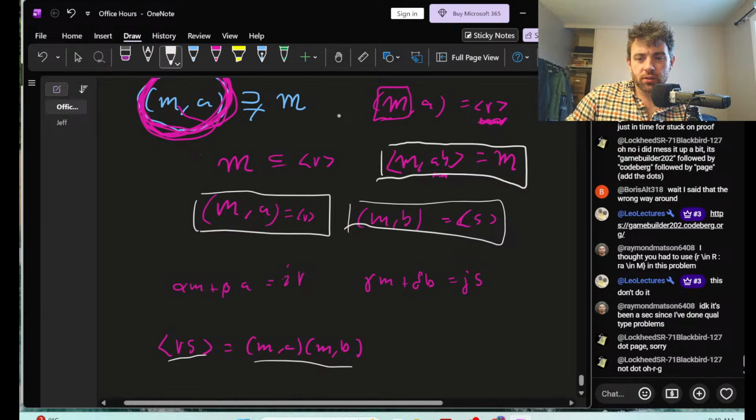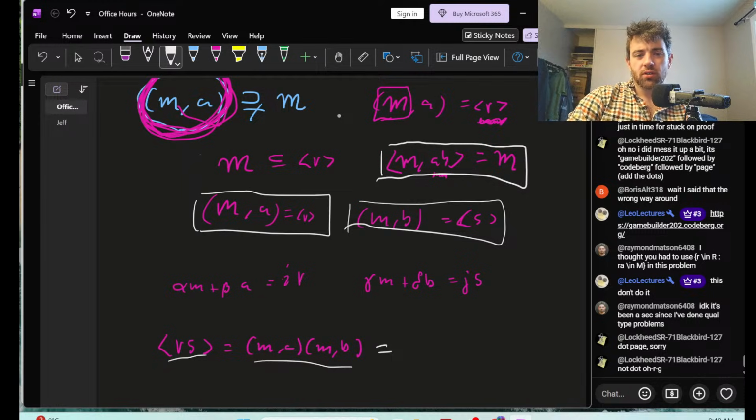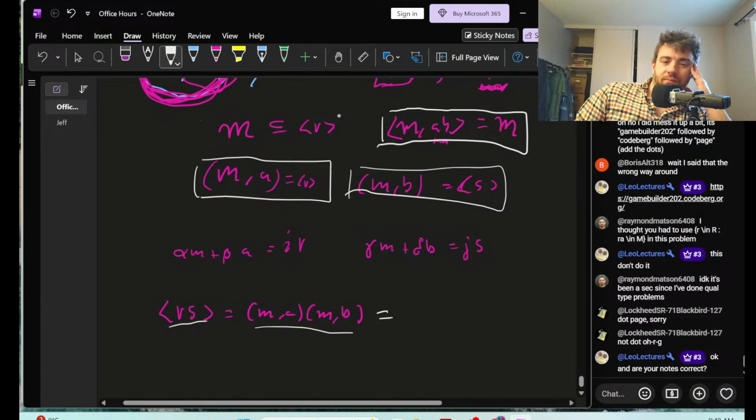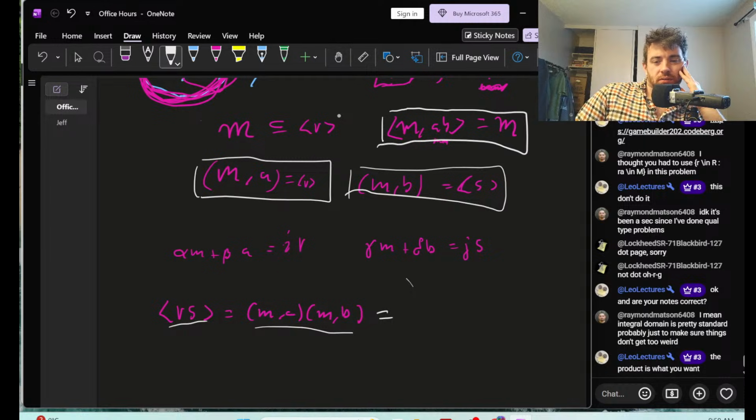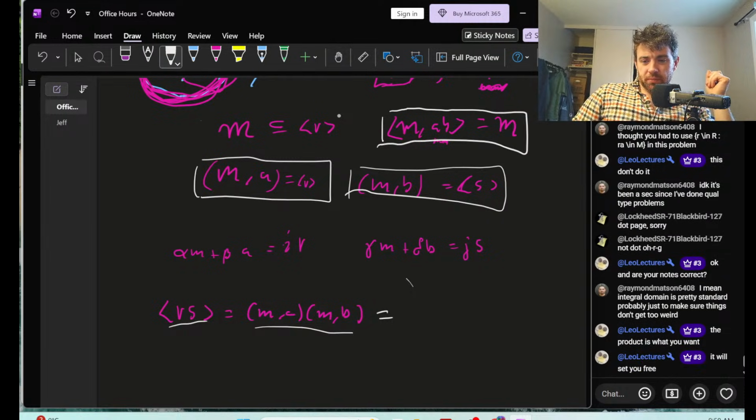What about this product? This product was Leo's comment about this don't do it. Oh, was that about the web page or is that about this product? So, right, both of these are principal. And are your notes correct? I don't know who Leo's talking to. Integral domain is pretty standard, probably just to make sure things don't get too weird. Right, but I mean, if the question is for all integral domains, then presumably this fails for non-integral domains. The product of ideals is what we want. It will set you free.